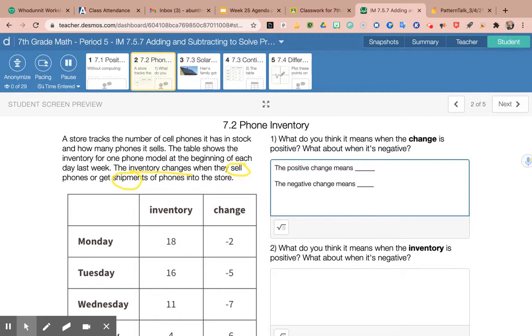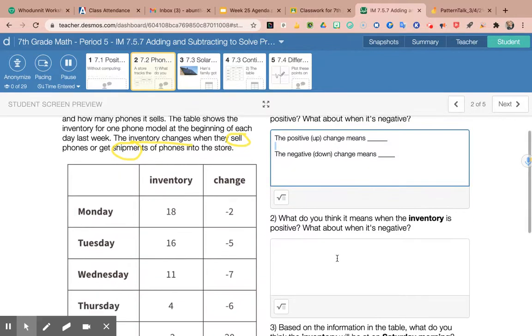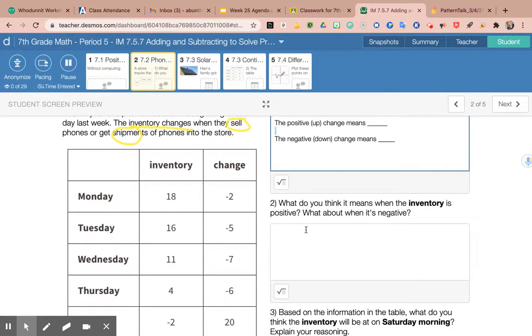So positive means that if the inventory is changing as positive, it means their inventory is going up. Negative means their inventory is going down. So really think about that. If the inventory is going down, it can only be one of these. If the inventory is going up, it can only be one of these. So shipment would mean they get more phones. Selling phones would mean they would have fewer phones. So you're going to finish that sentence: it means they either sold it or they got a shipment. Those are your choices.